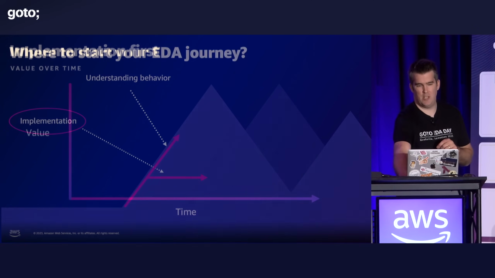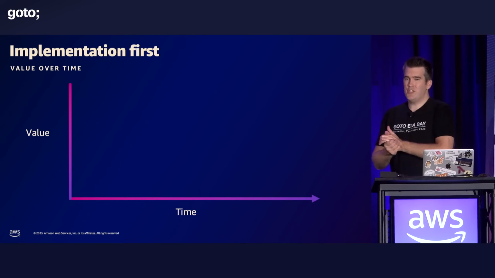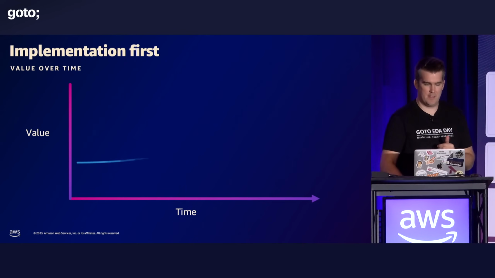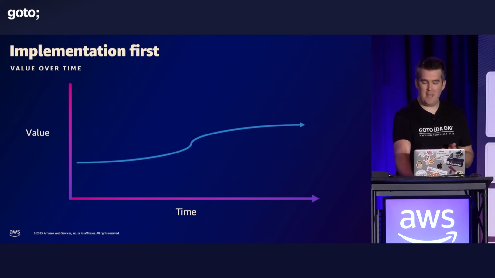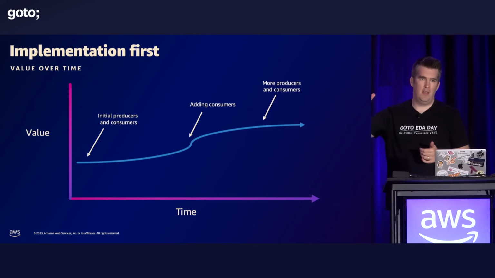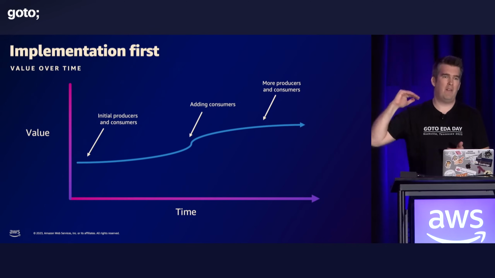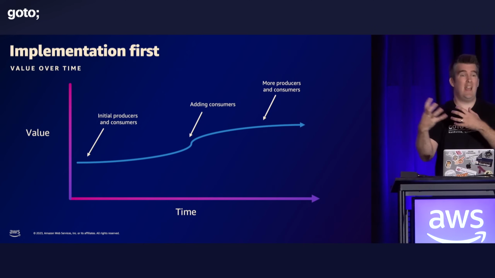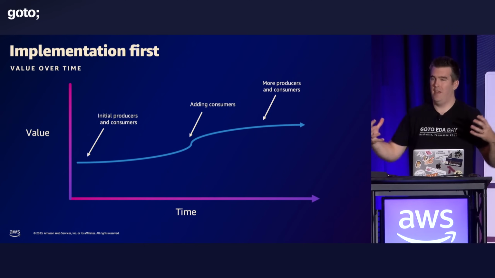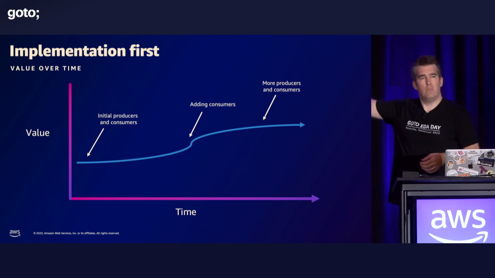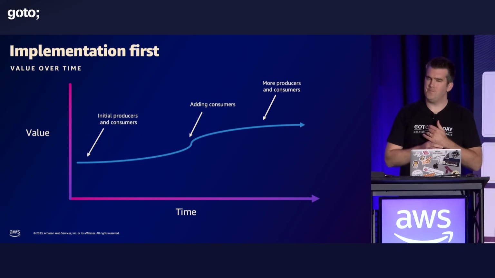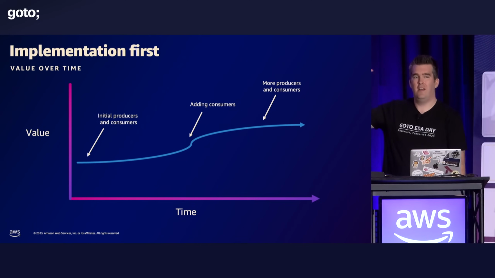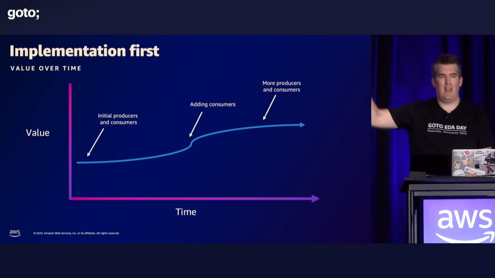First, starting with implementation. When you start implementing your event-driven solution, you'll see this: you have this immediate jump in value. We have the initial producers and we have the initial consumers. So we have things connecting, we're using events, we have the scalable architecture and things are happening and it's awesome. We have more producers and consumers as time goes on.